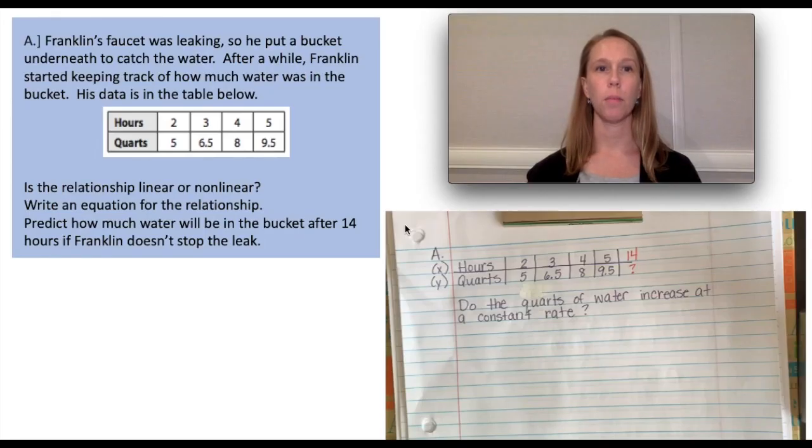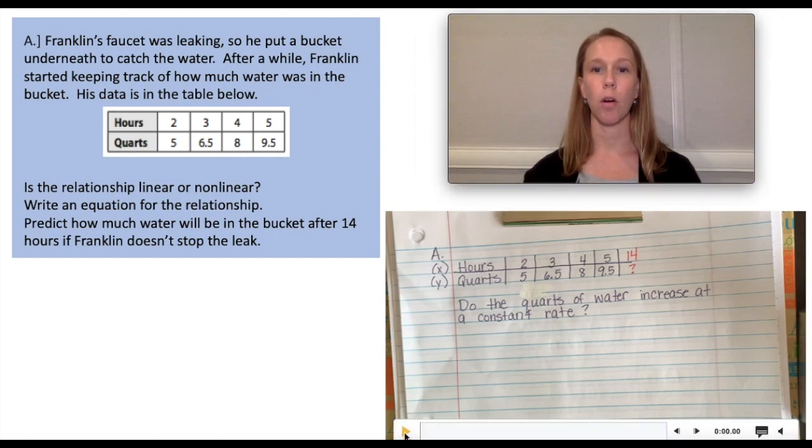So our first problem is Franklin's faucet that was leaking. So he put a bucket underneath to catch the water. After a while, Franklin started keeping track of how much water was in the bucket. His data is in the table below. Is the relationship linear or nonlinear? Write an equation for the relationship and predict how much water will be in the bucket after 14 hours if Franklin doesn't stop the leak.